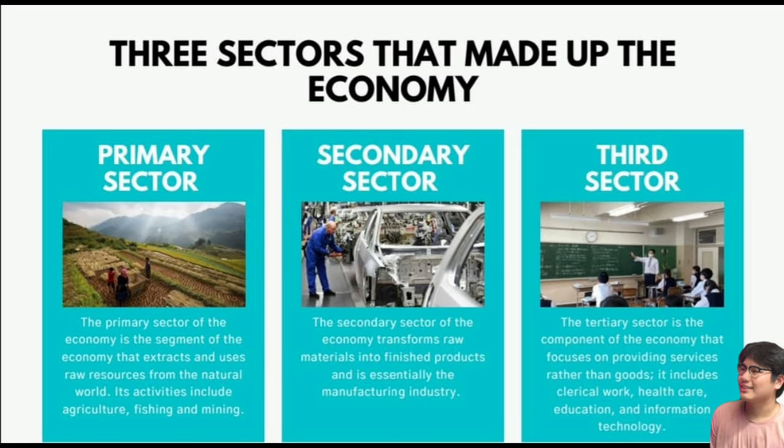The primary sector of the economy is the segment that extracts and uses raw resources from the natural world, for example, agriculture, fishing, and mining. The secondary sector transforms raw materials into finished products and is essentially the manufacturing industry. Lastly, the tertiary sector focuses on providing services rather than goods, for example, healthcare, education, and information technology.